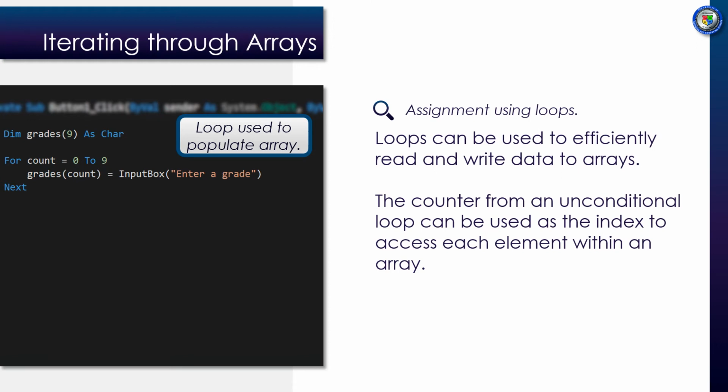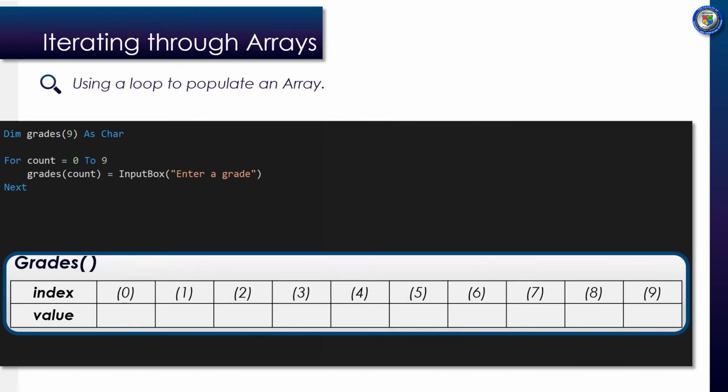The counter from the unconditional loop is used as the index of the array. This determines which element we place our data. Again, let's look at our example. We have an array here called grades. It has 10 elements with index numbers, as we have previously seen when we spoke about arrays.